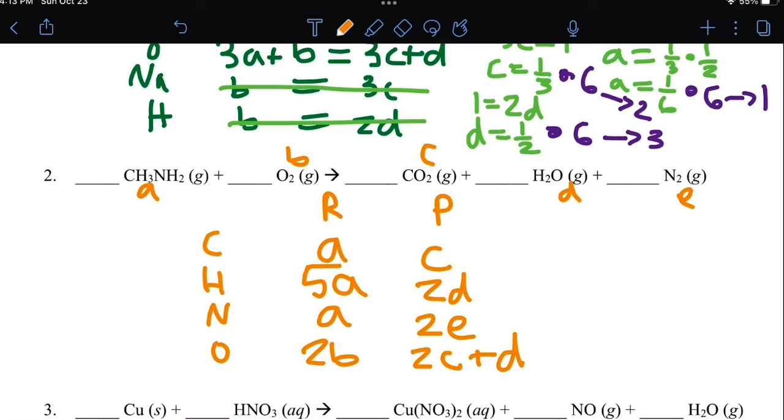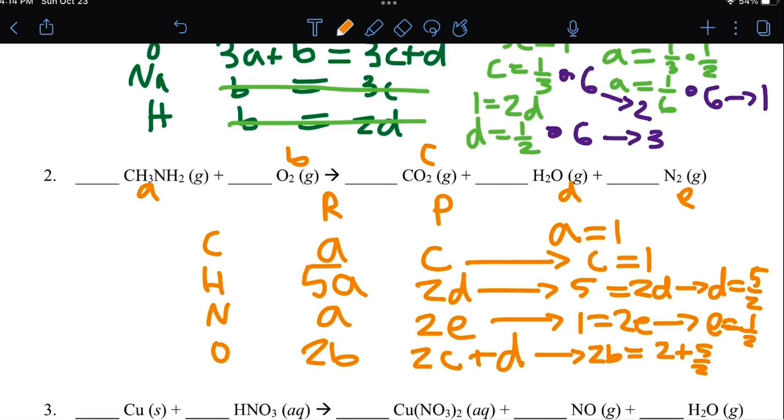So those are our equations, and let's just do what we did last time. Set them all equal to each other. And then right off the bat, you can tell that C is 1, and then solve for D, solve for E, and then solve for B.